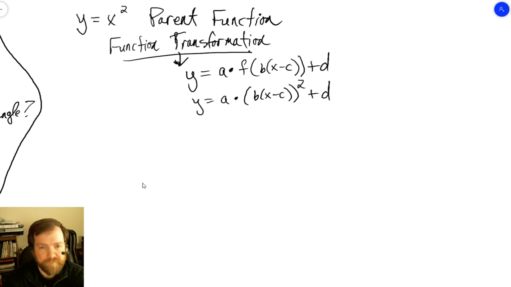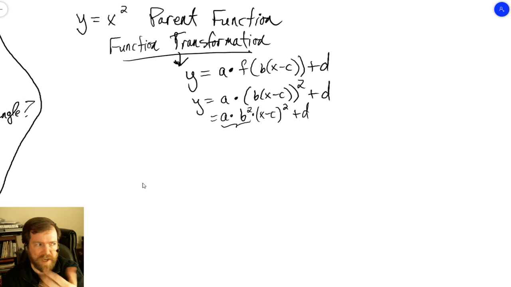Now the thing is, usually we don't even put the b here, because what we can do is say, okay, this whole thing's being squared. This is going to be like a times b squared times (x minus c) squared plus d. And then if you notice here, this is just a constant on the outside of the function part itself. So really, this a times b squared is the same as a. It's just a different constant. Call it like a star times (x minus c) squared plus d.